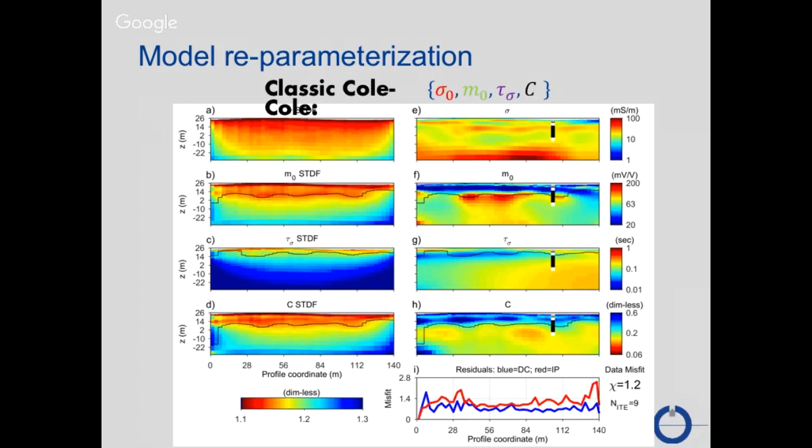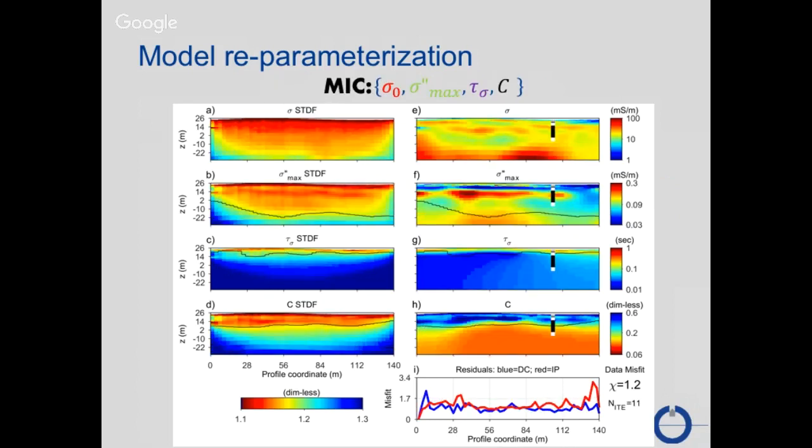So this is the classic inversion, and this is the maximum imaginary conductivity inversion. And sigma second max in this case goes more than twice the depth, and it also has geological meaning because it fits the T layer there.